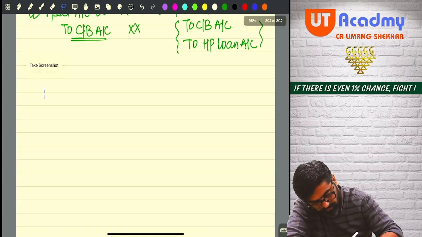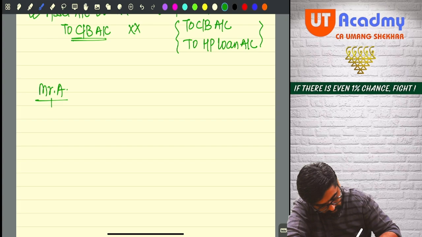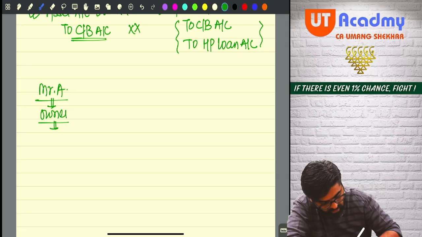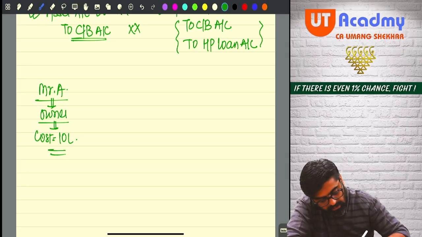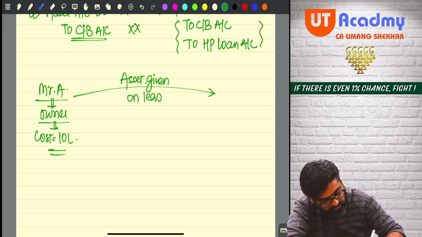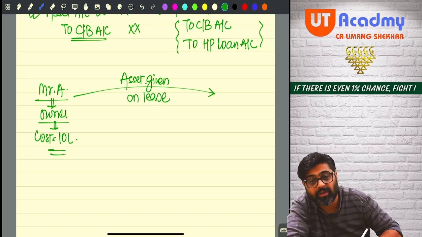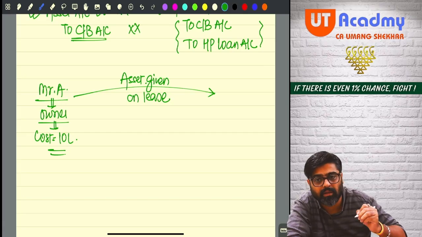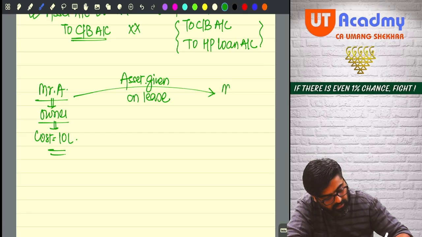See, this is Mr. A. He is the owner of the asset and he has incurred the cost of the asset, 10 lakh rupees. Okay. Now Mr. A is giving his asset on lease. This asset whose cost was 10 lakhs was given on lease to Mr.